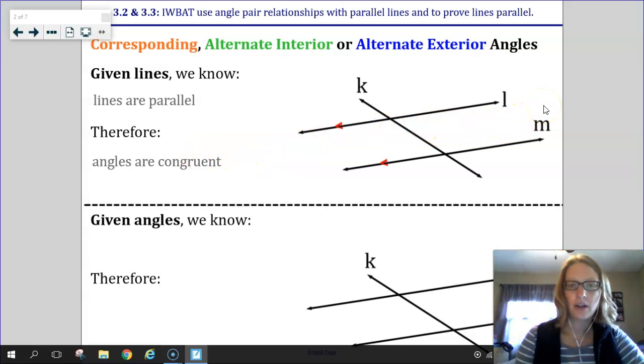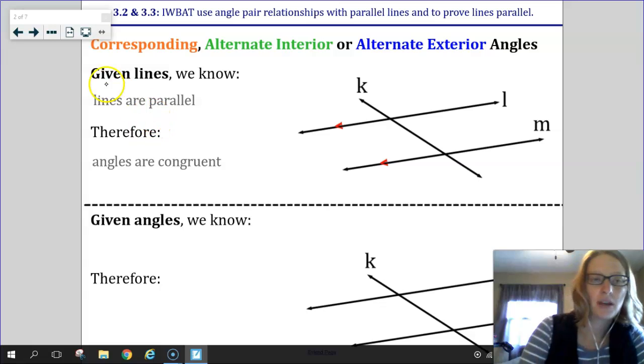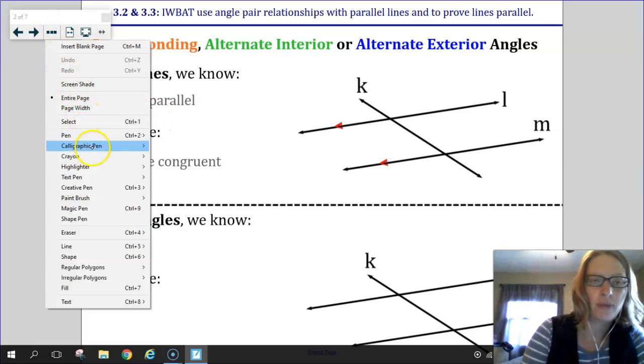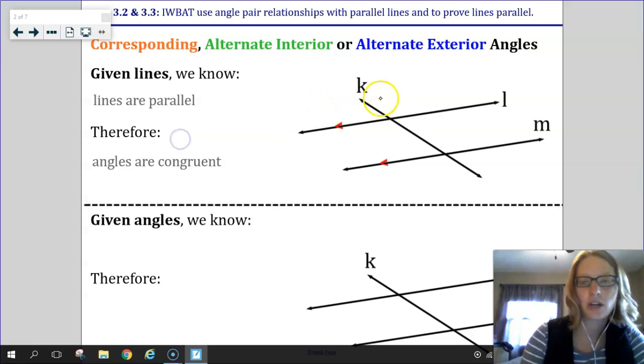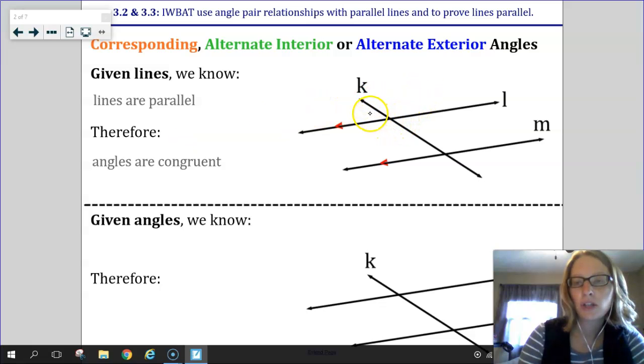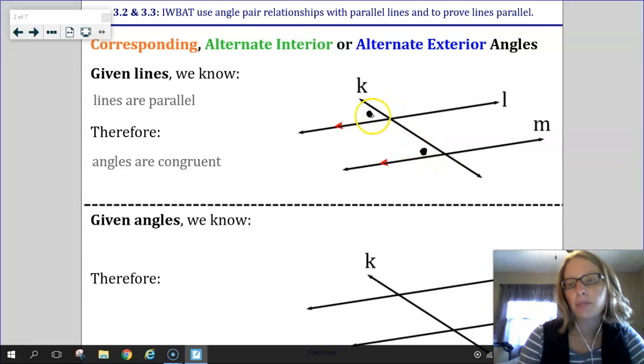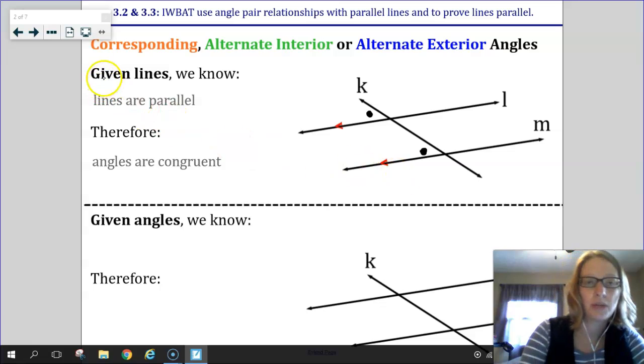Let's take a look at our diagram to be able to prove that. So I'm going to show a pair of my corresponding angles to start. So remember, corresponding angles are on the same side of the transversal line K in the same position. So for example, these two angles would be corresponding. Notice they look congruent. They look as though they are equal in measure. That would be true for each of the four pairs of corresponding angles created when L and M cross the transversal K. Those two angles would be congruent.